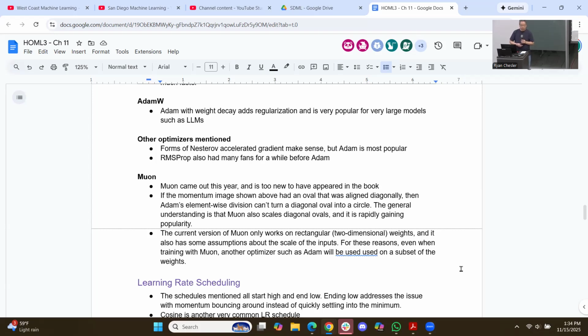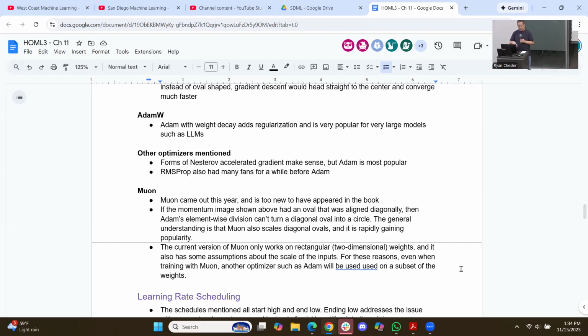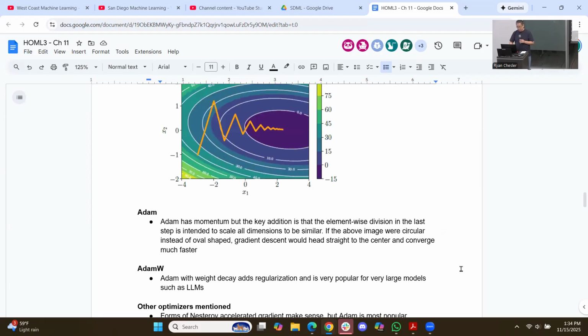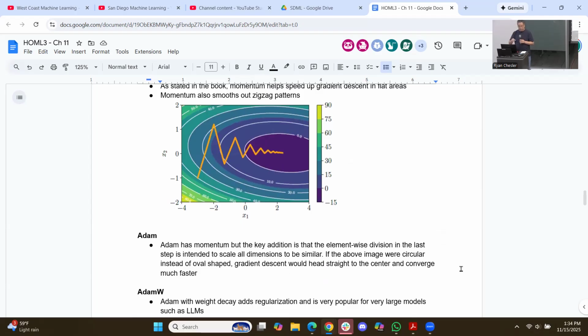which came out this year. So it's too new for this edition of the book. But basically, the thing that the Muon optimizer tries to do, at least my understanding of it, is I said that what Adam can do is it can squish the left-right direction to turn this oval into a circle. If the oval were diagonal, instead of being like it is mostly here horizontal, then if you squish the left, right, or the up, down, it's still an oval. There's no way to turn that into a circle.